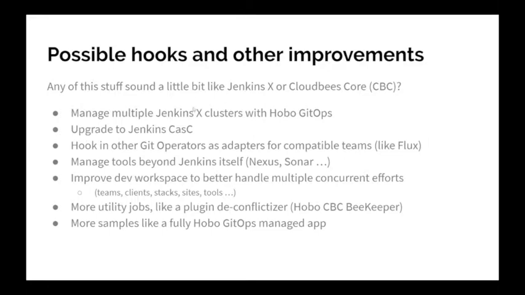Jenkins X is great right now, but there can be some challenges in managing multiple instances of it if you want to have Jenkins X running on different teams. And you might want different Kubernetes clusters for each team and so on. There are some ways to manage it, but you could also do something like that with Hobo GitOps. Currently, most of the utility jobs are essentially converted init scripts for Jenkins, which means that they are in system Groovy steps.